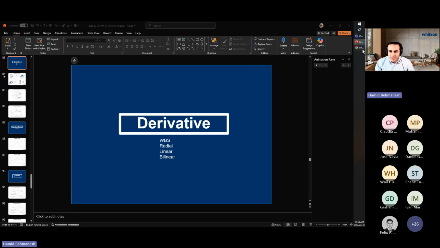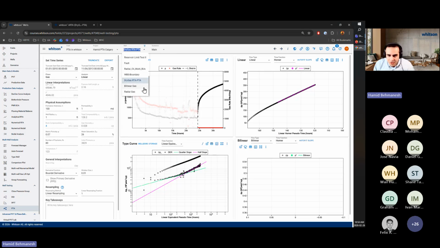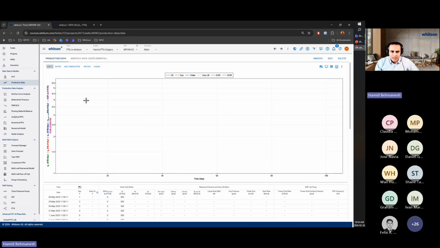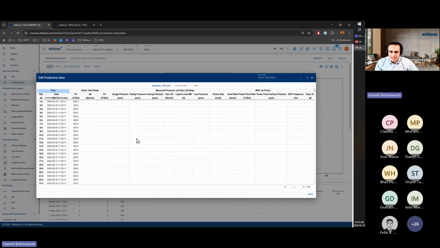So there's another example. I'm going to quickly show that to you. It's a very similar story here, but with the multi-frac oil well, right? So in terms of the production data, I'm going to quickly show you how the pressure builds up. Yes, the pressure should be there.